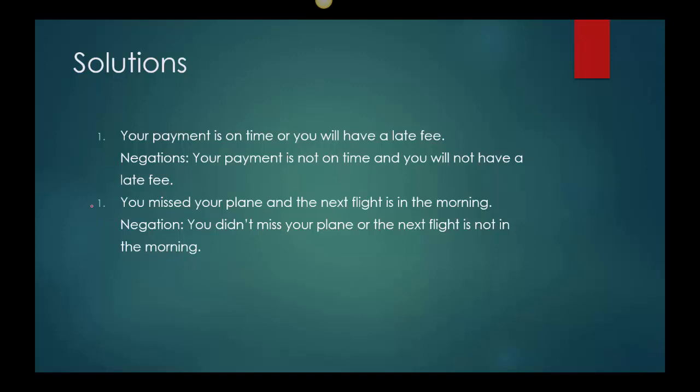All right, number 2, even though it says number 1, let's make that a 2. You missed your plane and the next flight is in the morning. Negation, you didn't miss your flight or the next flight is not in the morning. Okay, doesn't have to make sense. That's the biggest thing I always tell people with logic. Logic is not logical. Just do what the problem says, and then you'll do well on the chapter.